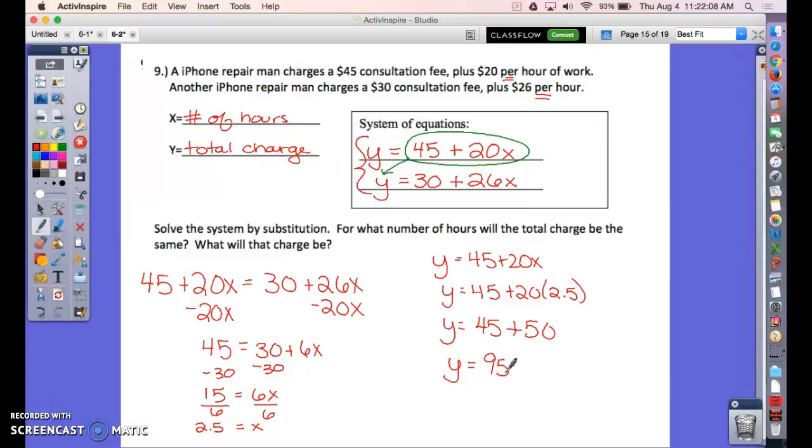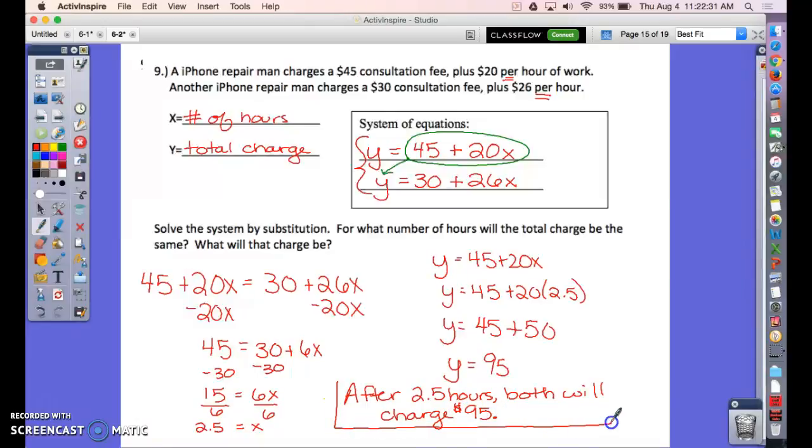For what number of hours will the total charge be the same, and what will that charge be? So I would say after 2.5 hours, both will charge $95. It's nice if you have a word problem to end with a word answer. So I like to see a sentence at the end of the word problems.